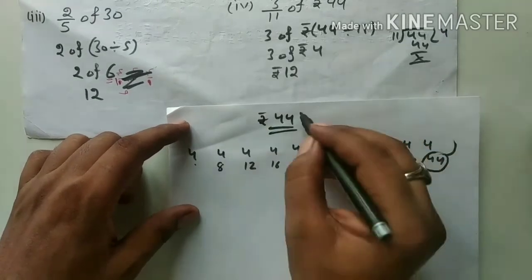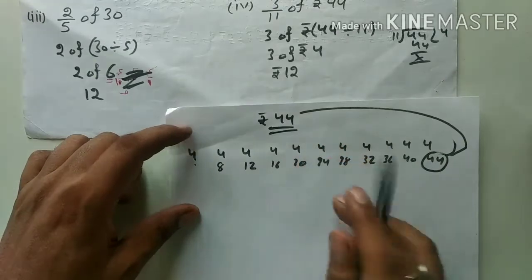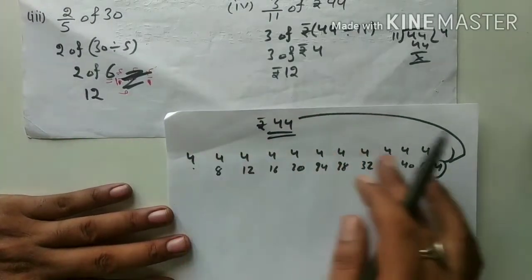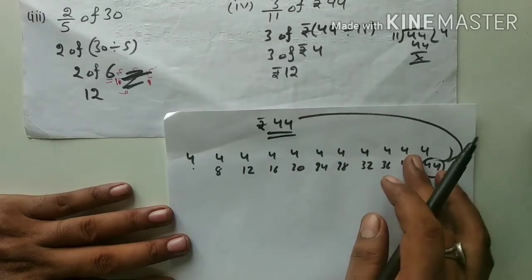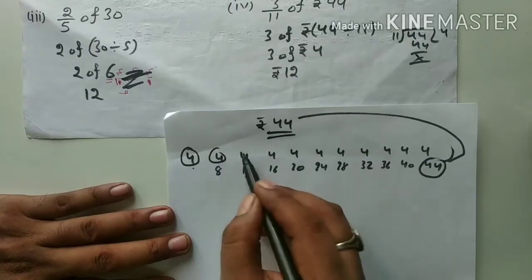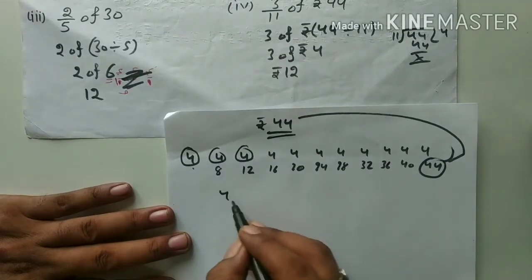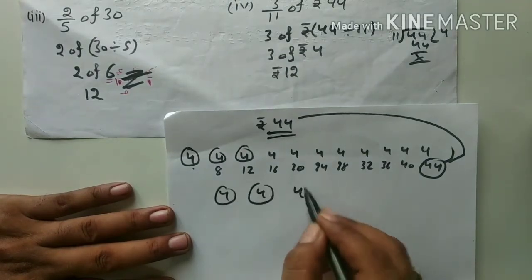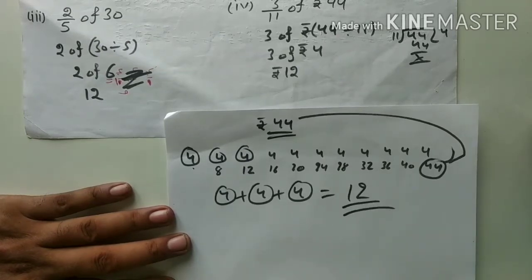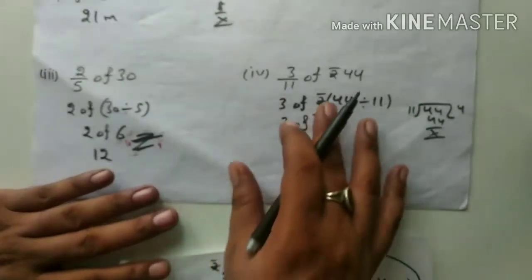Okay student, you see that if you divide rupees 44, then each part is equal to 4. And among these 11 equal parts, you will have to take how many? You will have to take only 3. So 4, 4, 4. What is the total of these? That is 12. Right? So the answer is rupees 12.